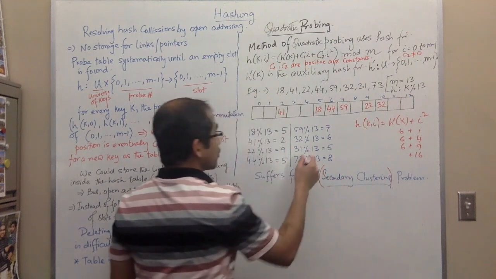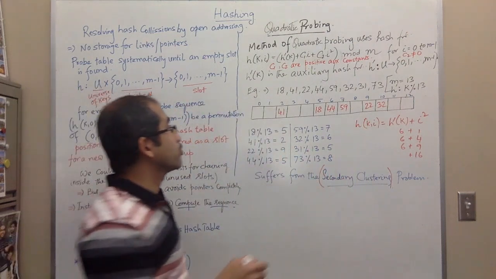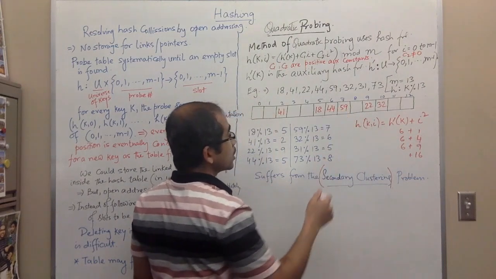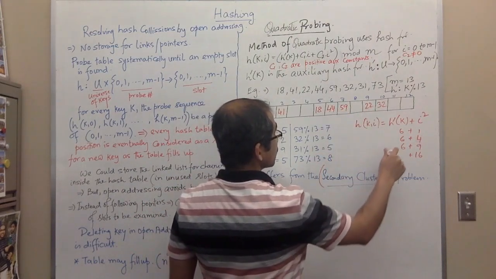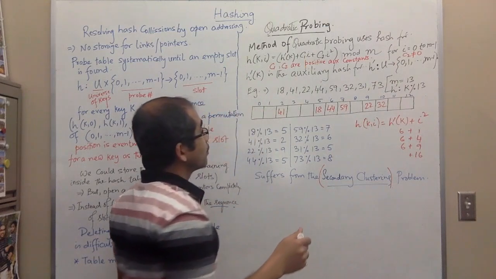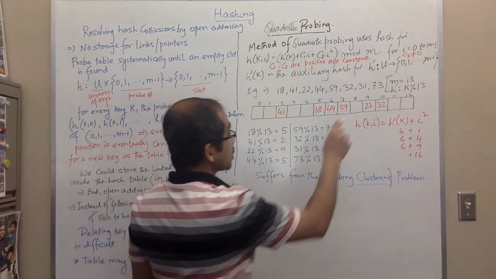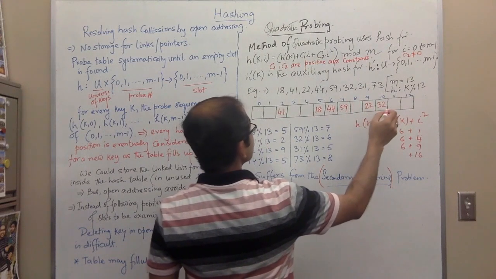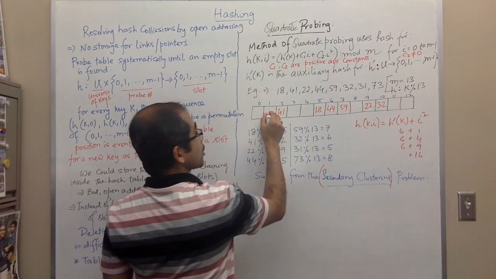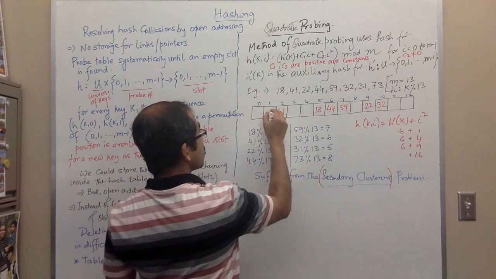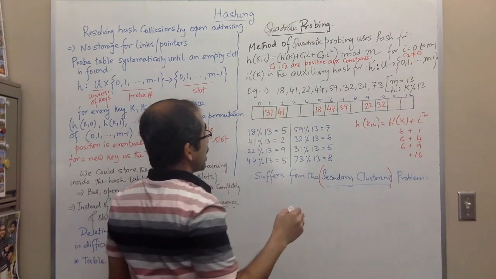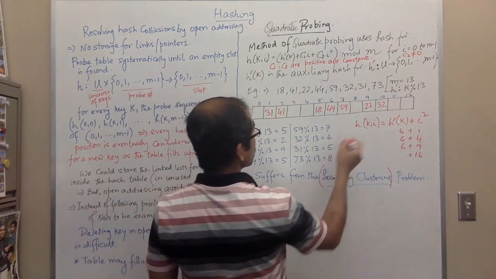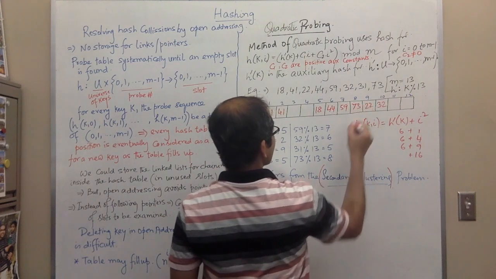Now we have 31 modulo 13, which should go to 5, but 5 is full. 5 plus 1, 6 is also full. Then 5 plus 4, 9 is also full. Then 5 plus 9, that is 14, and 14 means you wrap around, so 31 should go here. Then 73 should go to 8. 8 is empty, so you can write 73 here.